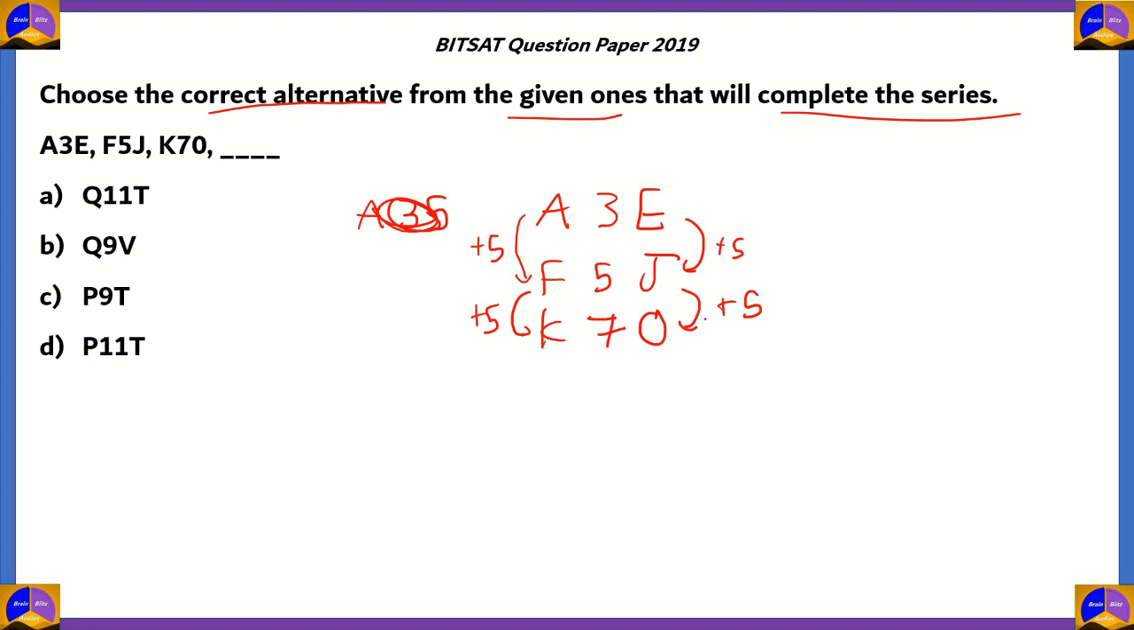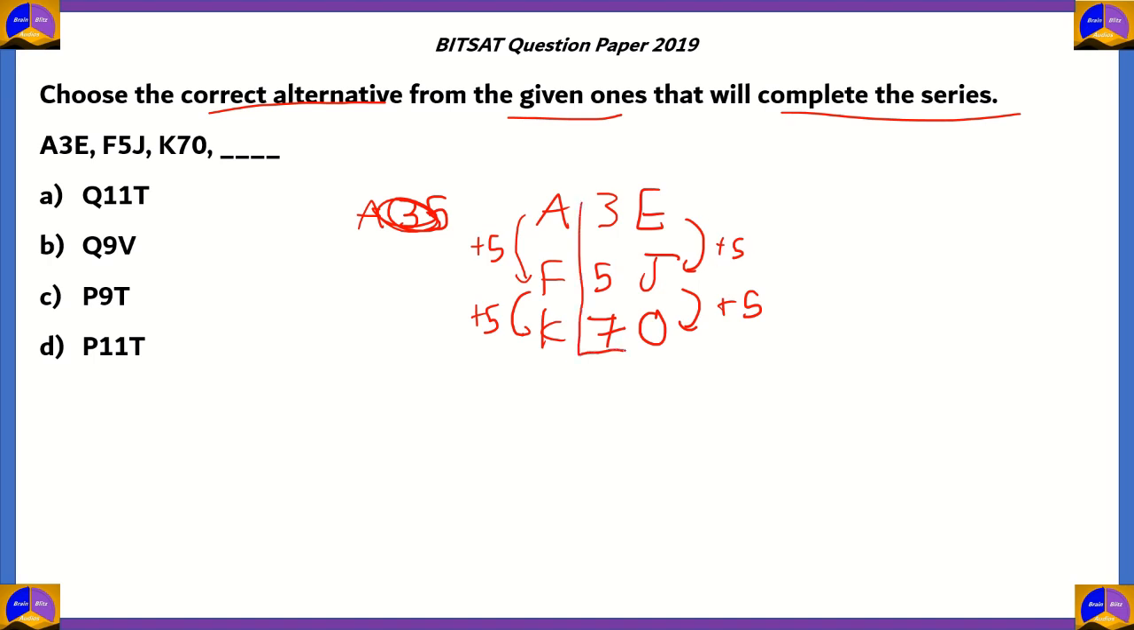So we can see that there is a relation between the first letter as well as the last letter of each of the elements. The first letter between any 2 elements is separated by +5, and the last letter is also separated by +5.